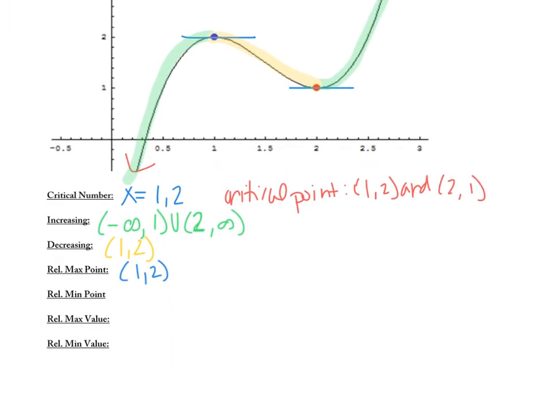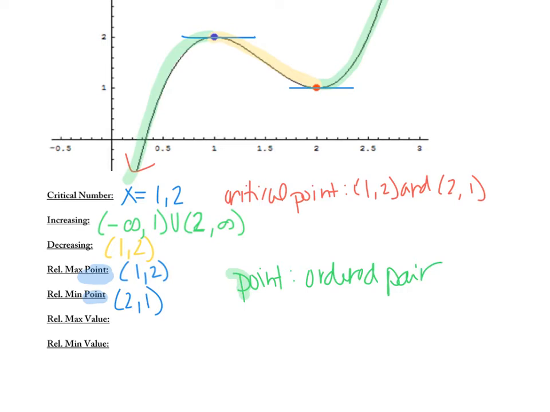The relative min point is going to be at (2, 1). There we have a valley, and we're going from decreasing to increasing. So let's just take a look at terminology here. Point means an ordered pair. So if it says point, it's an ordered pair.